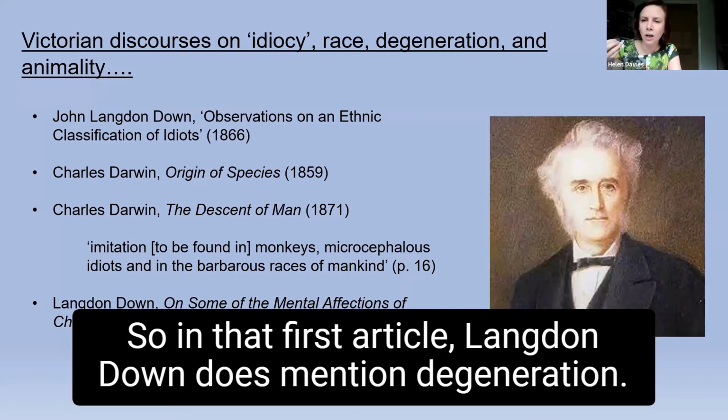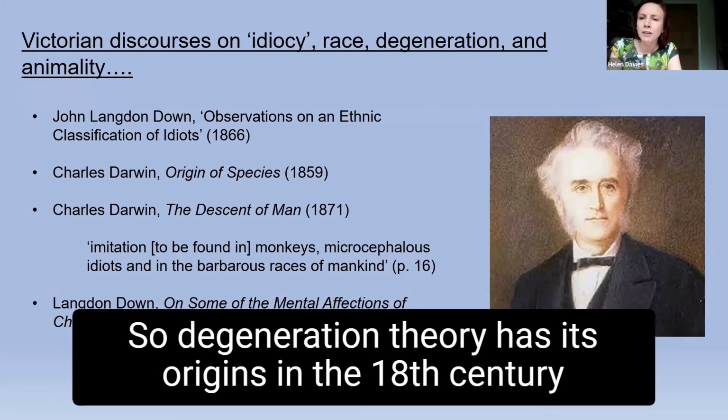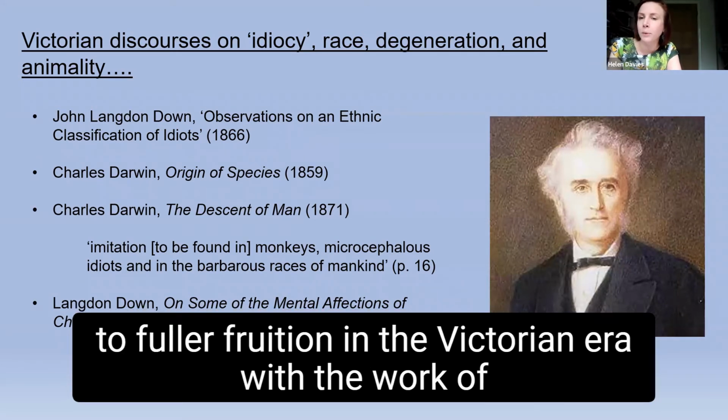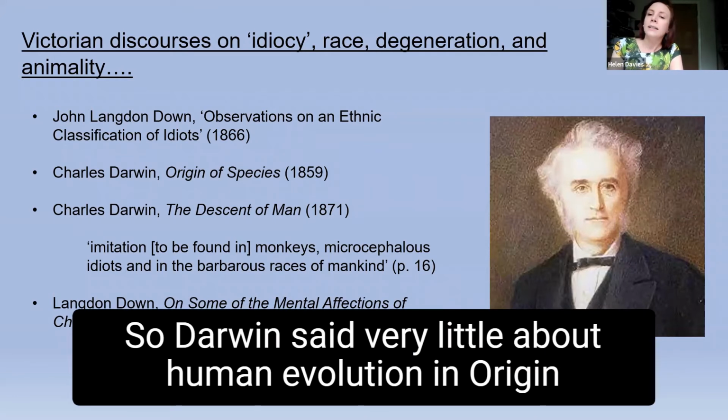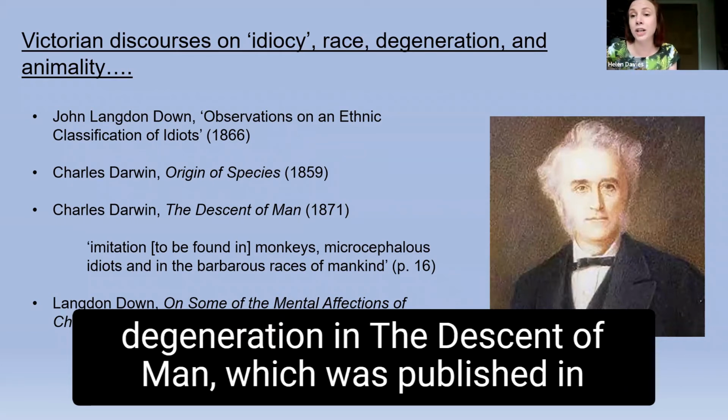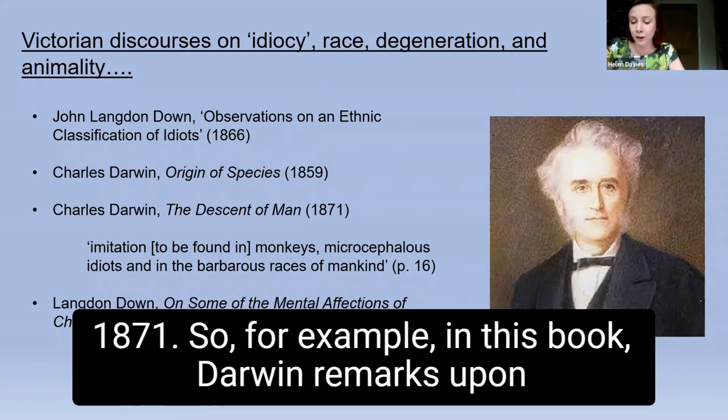In that first article, Langdon Down does mention degeneration. Degeneration theory has its origins in the 18th century with the construction of different racial types, but comes to fuller fruition in the Victorian era with the work of Charles Darwin. Darwin said very little about human evolution in Origin of Species, but he would discuss human evolution and potential degeneration in The Descent of Man, which was published in 1871.